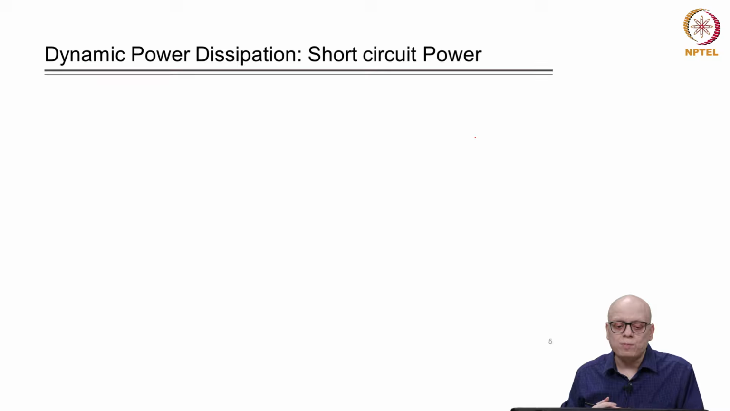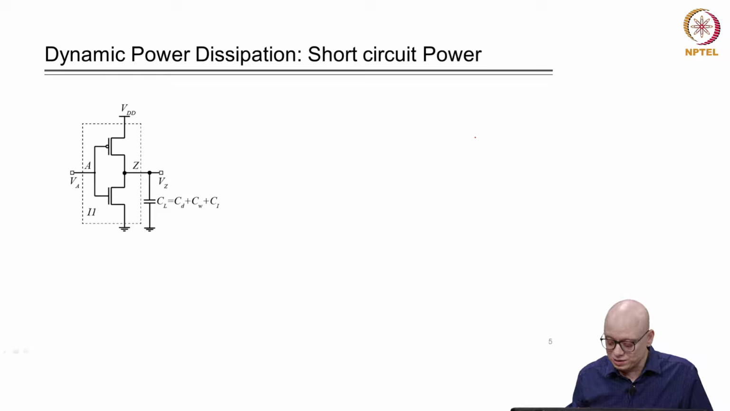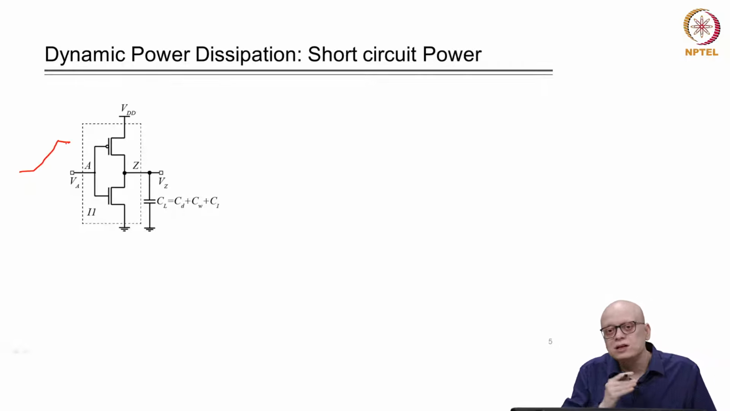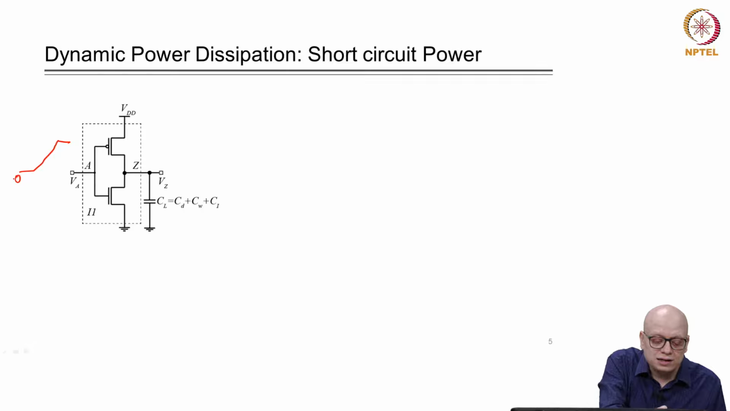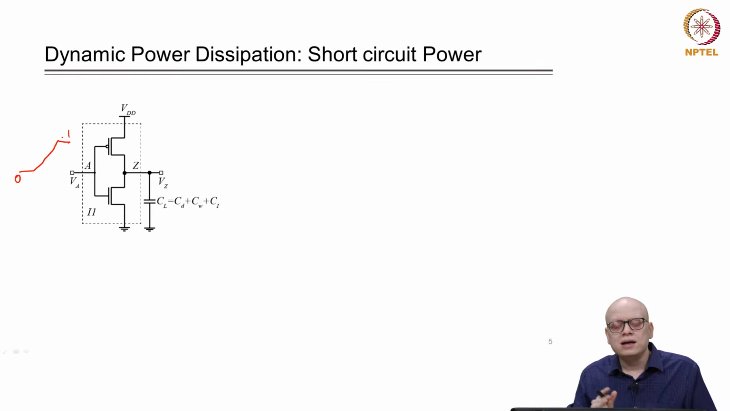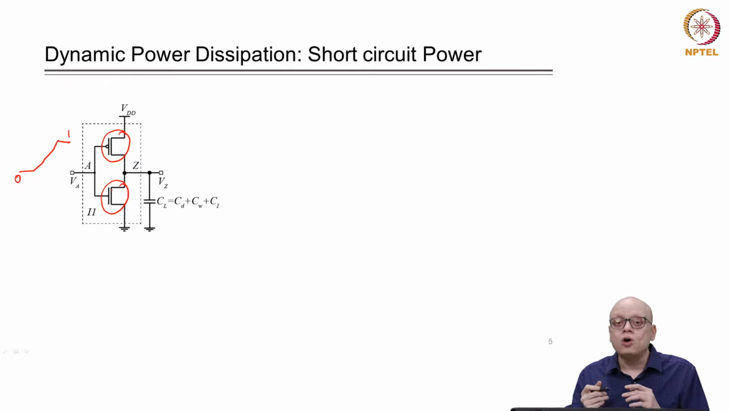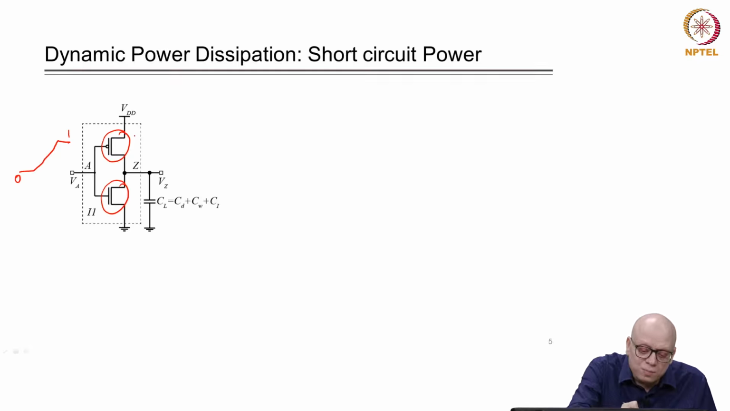Now, there is another type of power dissipation which is known as short circuit power dissipation. And what is short circuit power dissipation? Short circuit power dissipation occurs if the input is transitioning at a slower rate. If the input is rising from 0 to 1 at a slower rate, then for some small amount of time this PMOS and this NMOS transistor both will be switched on, and there will be a path from VDD to the ground through these switched on transistors.